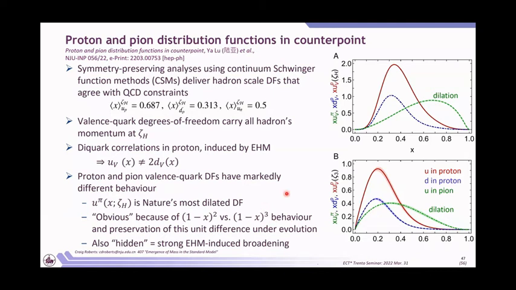This broadening also owes to emergent hadron mass, the fact that this relationship between the quark mass function and the pion Bethe-Salpeter amplitude is so strong. So these effects amplify this incipient difference because of these powers.